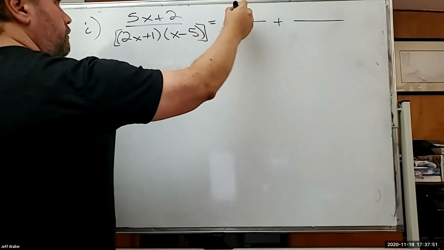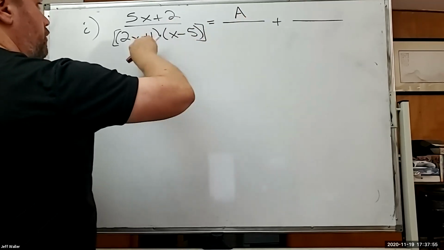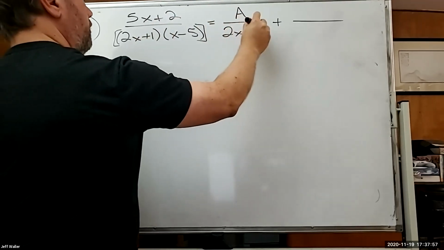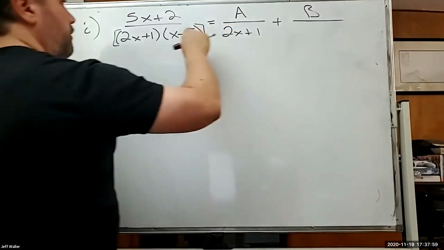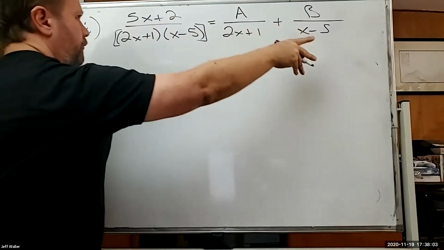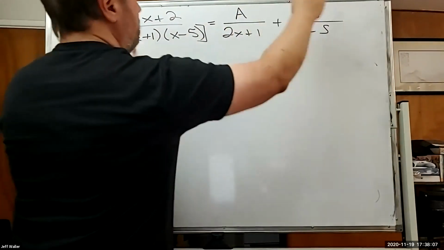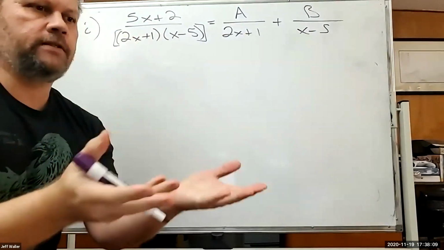A over 2x plus 1. Good. So you put a general number over one factor plus another general number over the other factor. That's where this guy would have come from. That's why the denominator is what it is. It must have come from something over this piece and something over that piece. Please let that make sense.